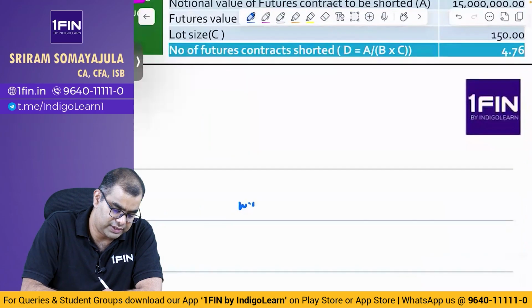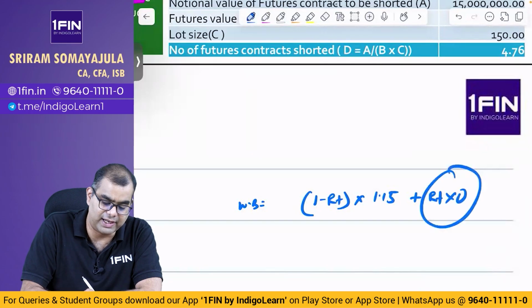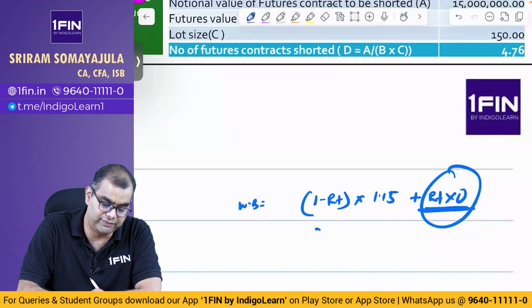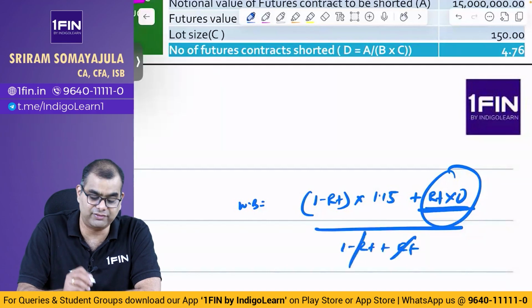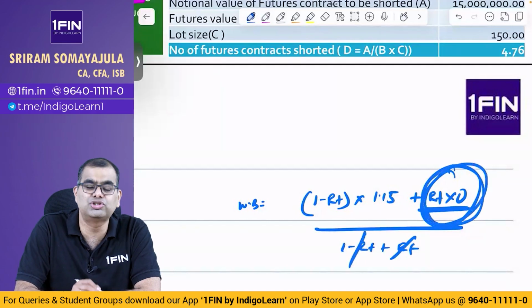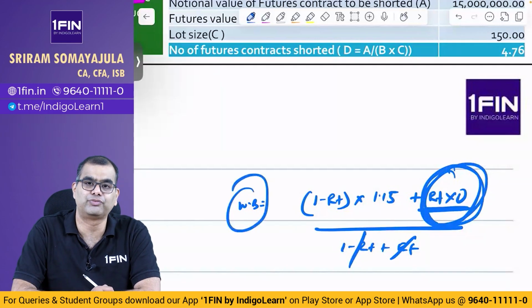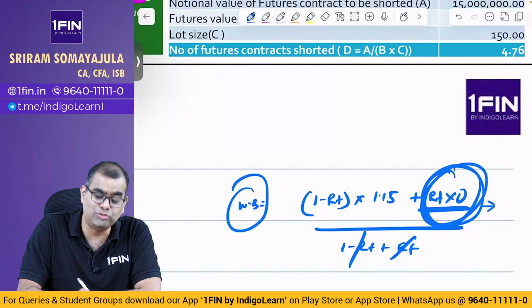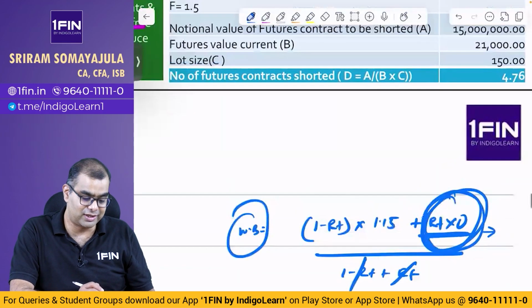அப்படின்னா weighted average beta is equal to 1 minus RF into 1.15 plus RF into 0. So in the numerator the weight of the RF term is 0, divided by 1 minus RF plus RF. Okay, this cancel வேற விஷயம். But here the use of the risk free term in the numerator when you are computing the weighted average beta is not there. இல்லையா? இப்போ when you come to futures, denominatorல இருக்காது. எதுக்கு இது சொல்கிறேன்னா டினாமினேட்டர் இருக்காது.